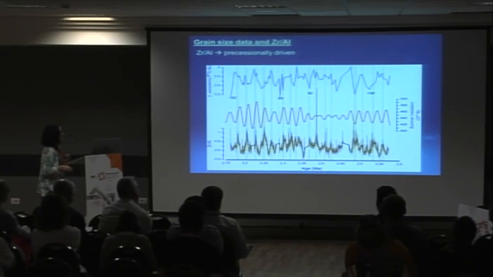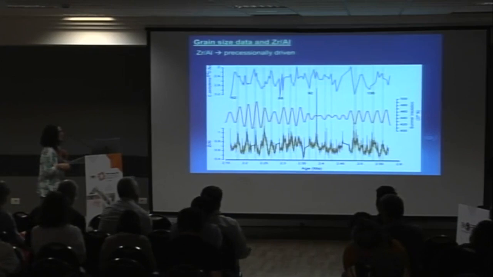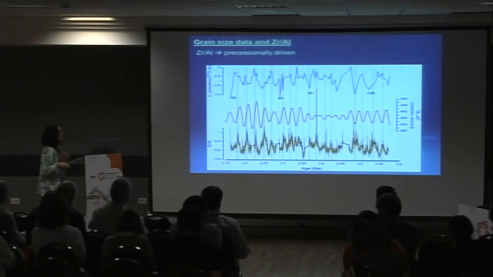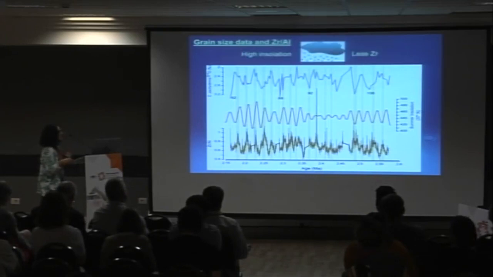And what we can see here is the insolation, the summer insolation, for the same latitude as the site. And more or less, the peaks in the zirconium-aluminum curve are related to minimums in the summer insolation. So we think the zirconium-aluminum curve is related to precession.